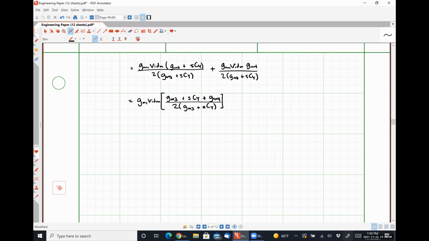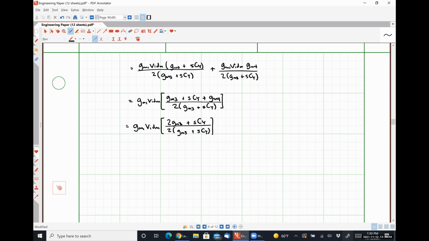All right, so what do we know about GM3 and GM4? They have to be the same thing if transistors M3 and M4 are matched. So finally, we could say that we would have GM1 VIDM multiplied by 2 GM3 plus SCY divided by 2 times the total GM3 plus SCY.